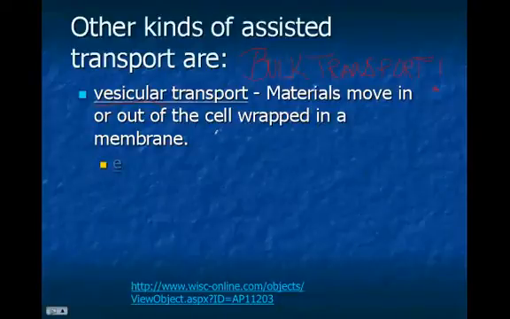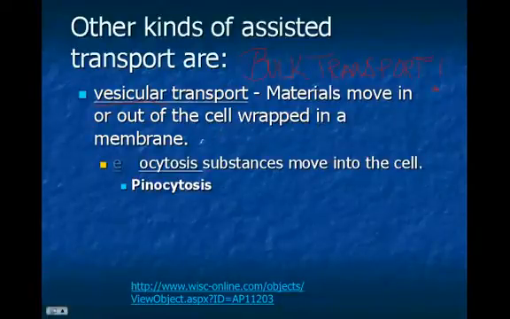Some examples of this are going to be endo, E-N-D-O, so that's endocytosis, and endo meaning that we're literally bringing something into the cell. So endocytosis is where we're going to be moving substances into the cell.